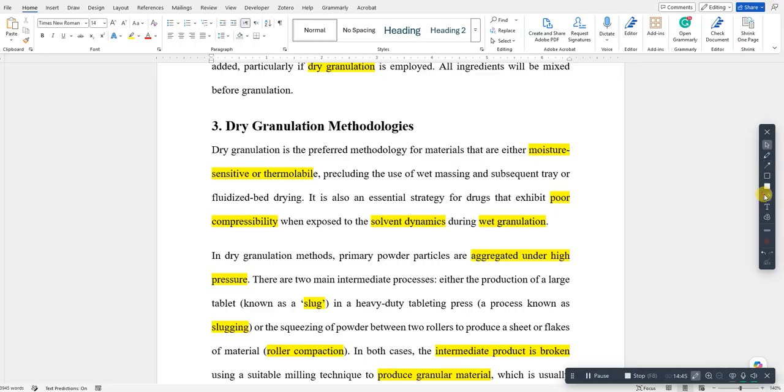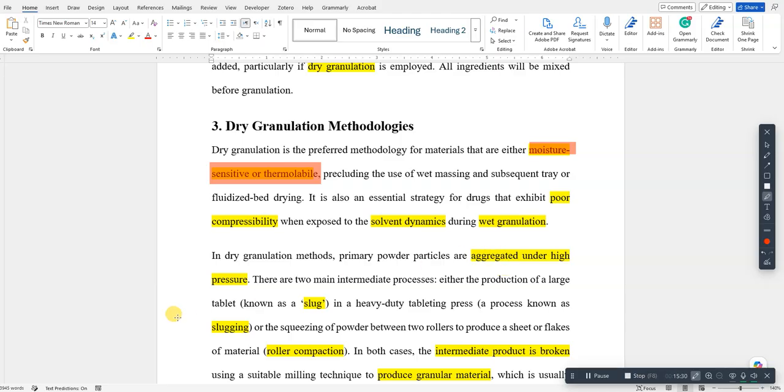It's actually applicable to moisture-sensitive and thermolabile drugs, materials that can be affected by moisture and by heat, because you know that in wet granulation you have to do drying after that. Why are we doing that? Okay, the reason is, as we already discussed, granules are important to obtain good flow and good compressibility and to prevent segregation. So, how do we do that?